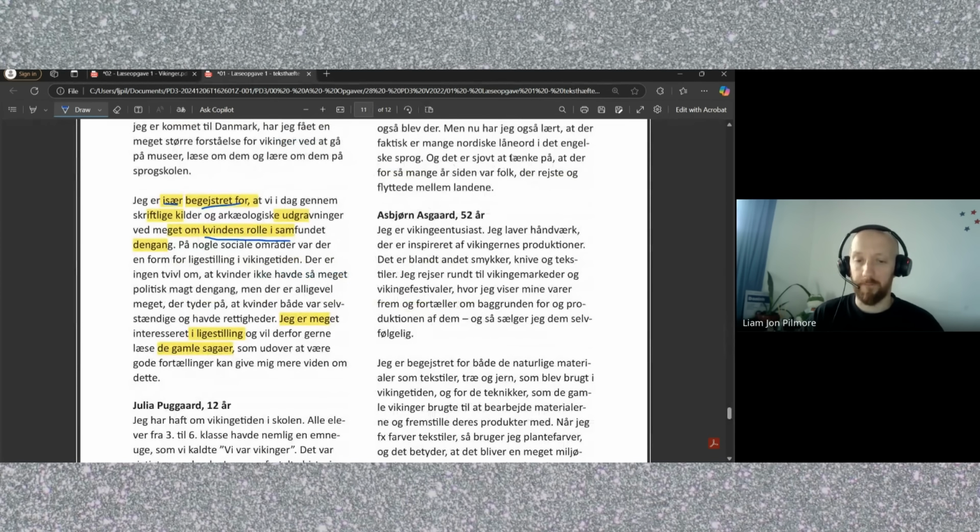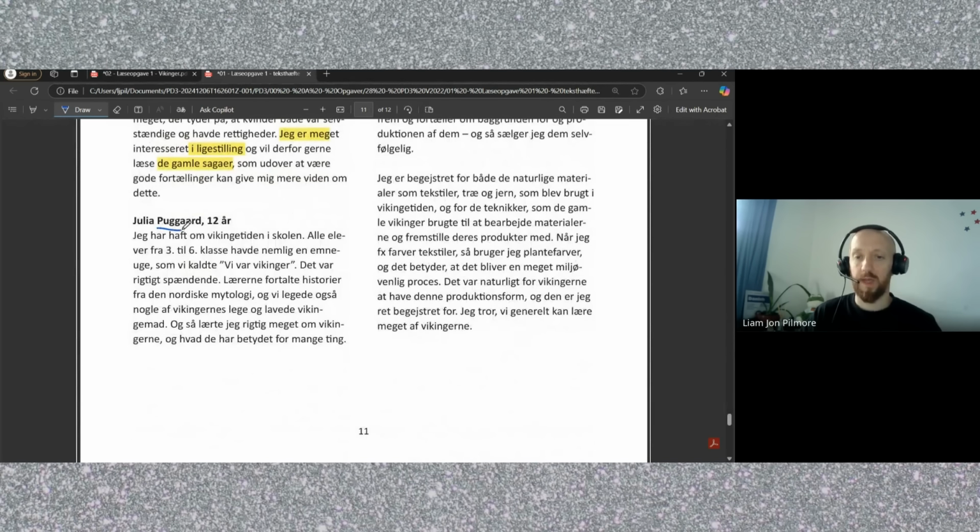Let's have a look. Julia, hvor er du? Her er Julia. I'm going to look directly for the word betydning. I can see the word betydet down here. So if I read the sentence: "Lærerne fortalte historier fra den nordiske mytologi. Vi legede også nogle af vikingernes lege og lavede vikingemad. Så lærte jeg rigtig meget om vikingerne og hvad de har betydet for mange ting." Okay, mange ting, som hvad? Many things like what? Let's continue.